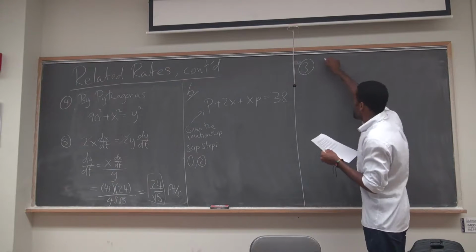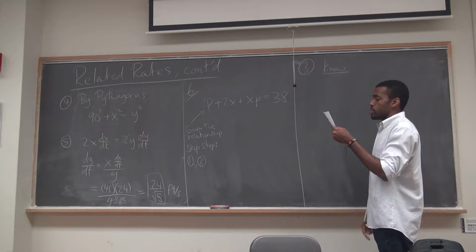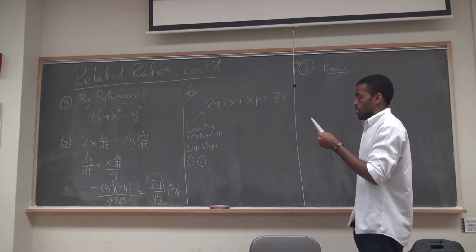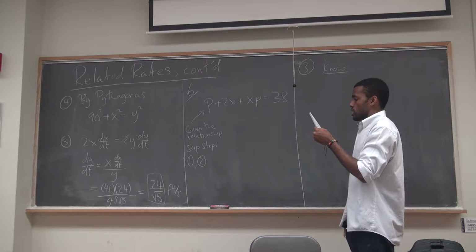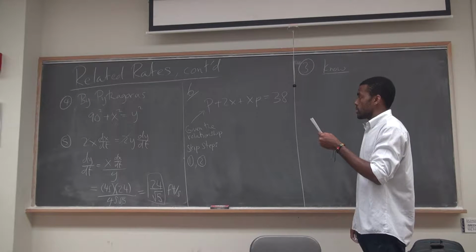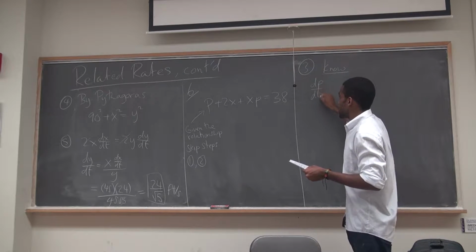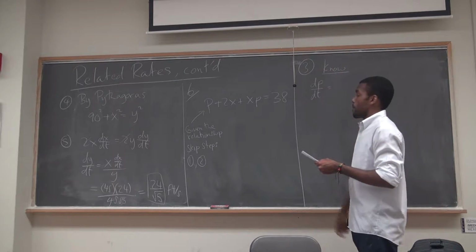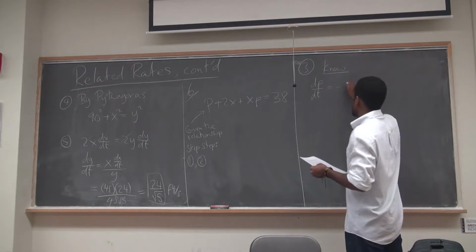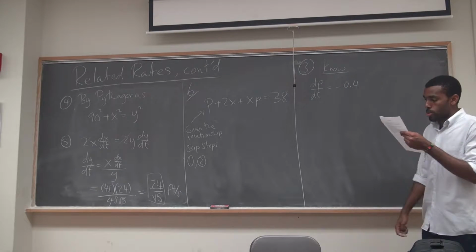So here's what we know so far. I know that I'm decreasing the price, so what does that mean? P is the price, so dP/dt is what I know, the rate of change of the price. What's that? Negative 0.4. I'm decreasing, so it's negative, by 40 cents per week.